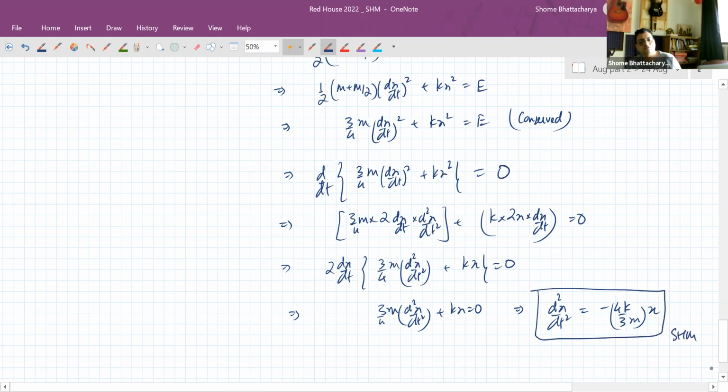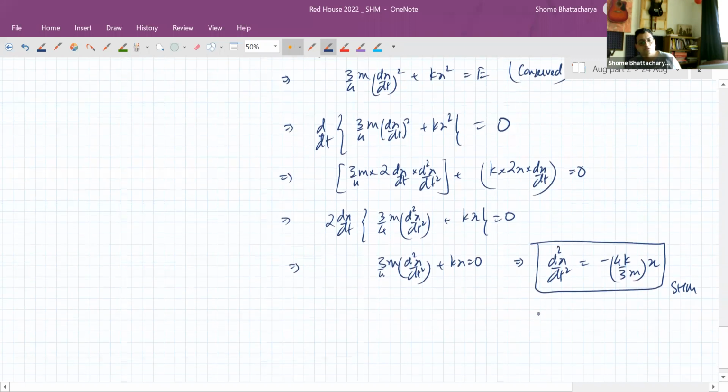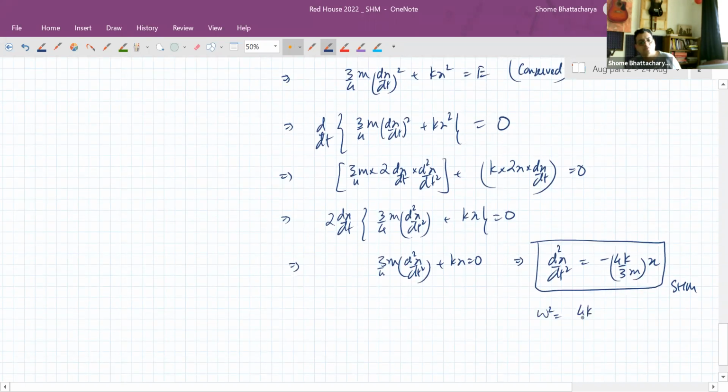So this is an SHM. First of all, it proves that, okay, omega square's value is 4k by 3m. So the time period of the SHM will be 2 pi under root 3m by 4k in this case.